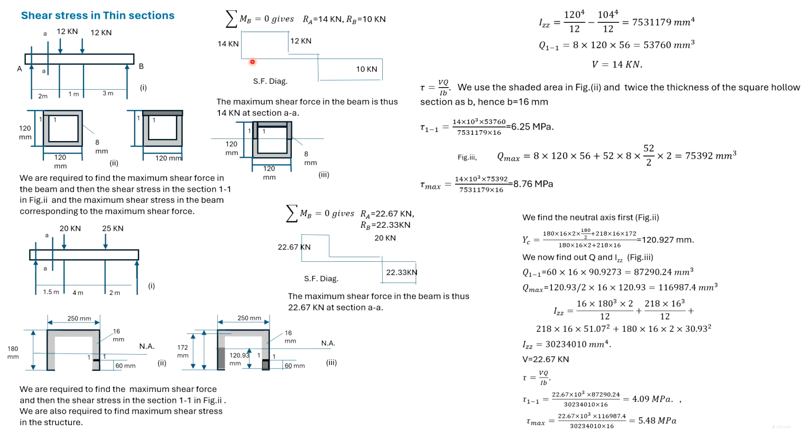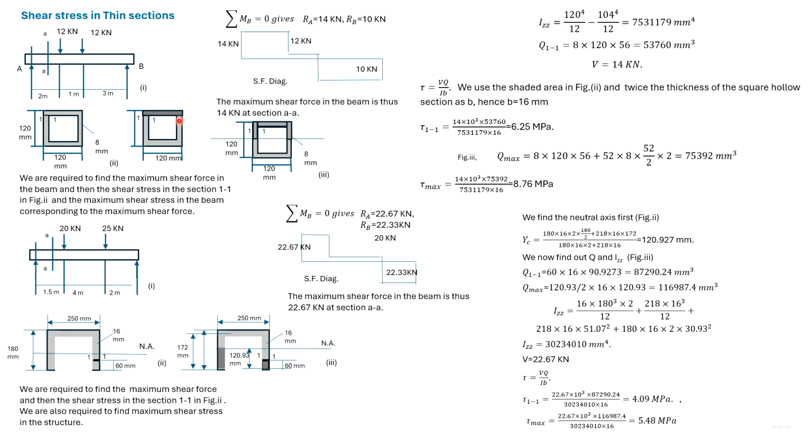We plot the shear force diagram for this loading, and we find that the maximum shear force is 14 kN. So we find the shear stress in section 1.1 and the maximum shear stress in the section due to this load. We find out the IZZ of the section. In order to find out the shear stress in section 1.1, we find Q of this shaded portion. So here we have determined Q.